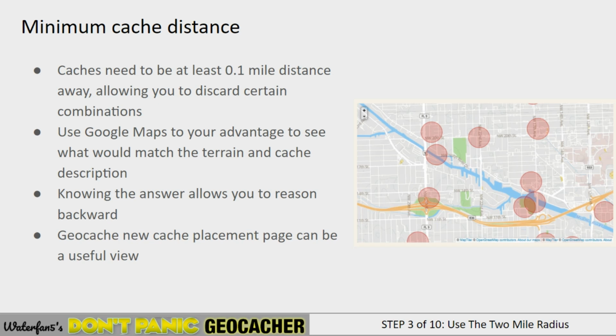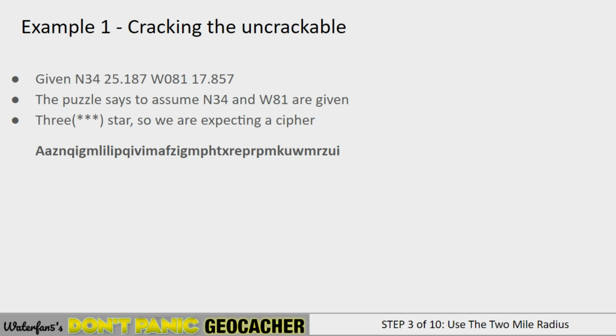Now let's try and figure out if I can see a certain pattern now that I maybe know a lot more numbers, or I know that my numbers need to be somewhere around here. So let's take a look at an example. This one is called Crackity and Uncrackable. It's actually based on a real mystery cache, but as I didn't create it, I didn't want to give away somebody else's answer. So I remade the puzzle and put it in a different location.